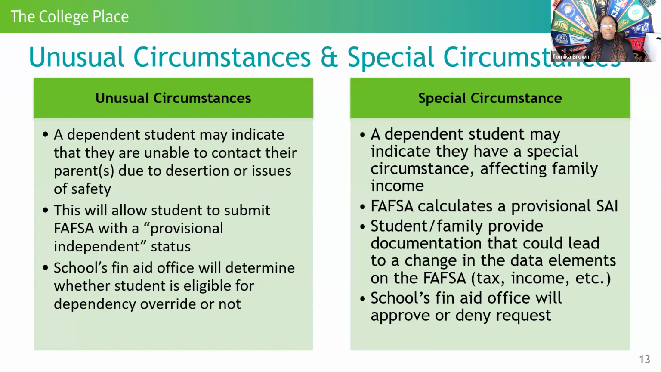A dependent student may indicate that they are unable to contact their parents due to desertion or issues of safety. And that means that they could qualify for a change in their dependency status. A student who's checking those boxes will get what's known as provisional independent status. And then they can follow up directly with the school's financial aid office to provide supporting documentation, and that financial aid office will determine if the student qualifies for a dependency override.